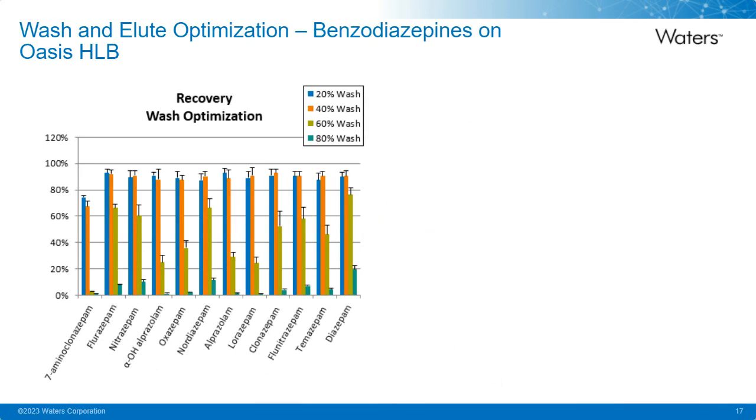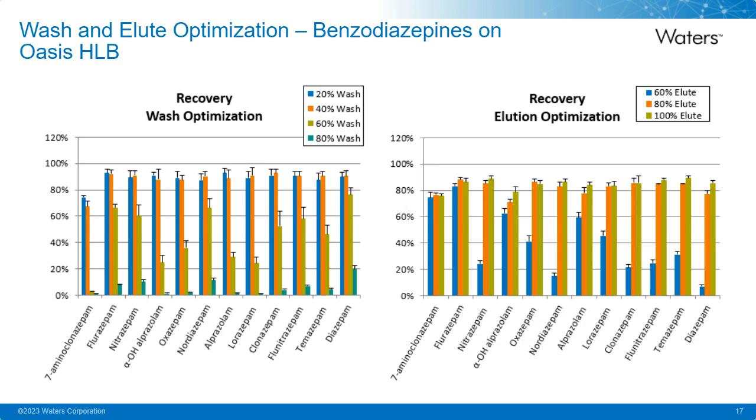Here's a real practical example of this, where we looked at a benzodiazepine method on Oasis HLB. And on the left, we see our wash optimization. We've used from 20 to 80% methanol for the wash. And you can see up to 40% we're fine, but any more, 60 or 80%, and many of the compounds really start to fall off. And that's because we're losing them in the waste when we do that wash.